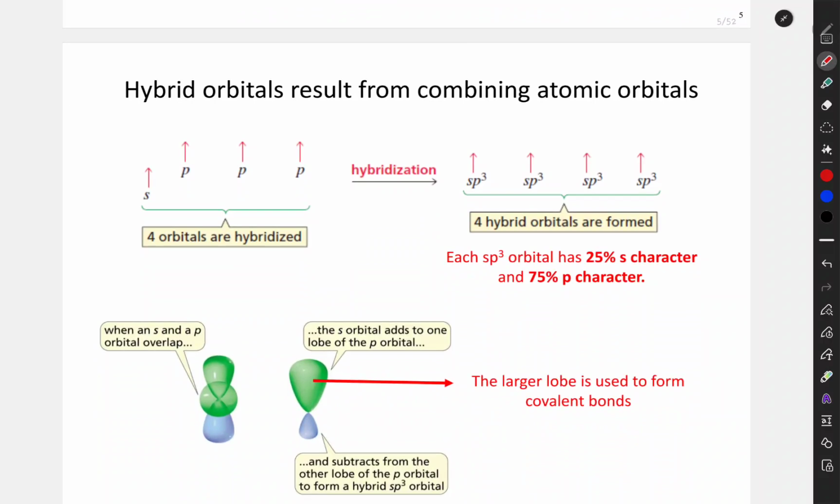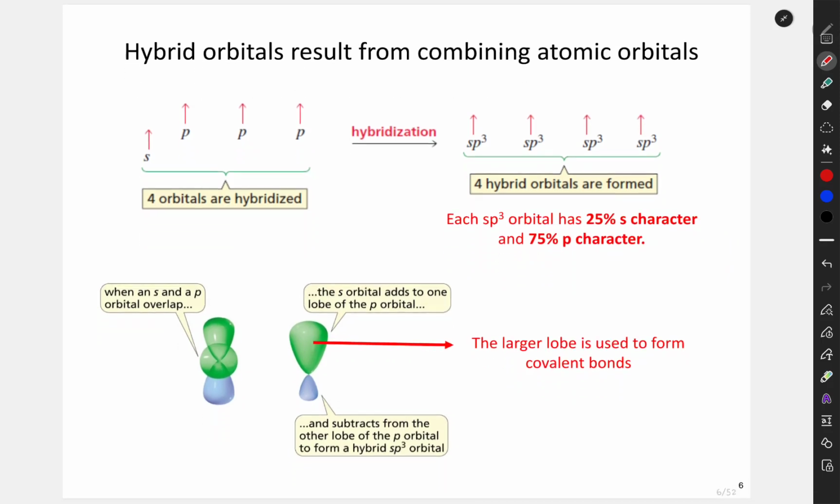You have some addition, the s orbital, for instance, adds to the lobe of the original p orbital. That's why you're seeing the addition here. But the bottom part, you can guess, must be subtraction, subtracting from the outer lobe of the p orbital, to form sp3. And then you will see later the larger lobe, the green part, can be used to form a covalent bond with another element or other atomic orbitals, like maybe the s orbitals in hydrogen.